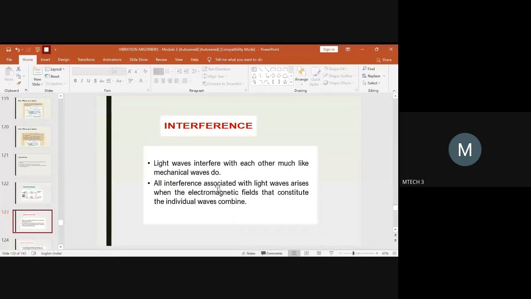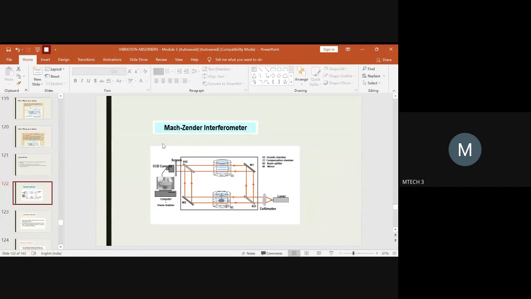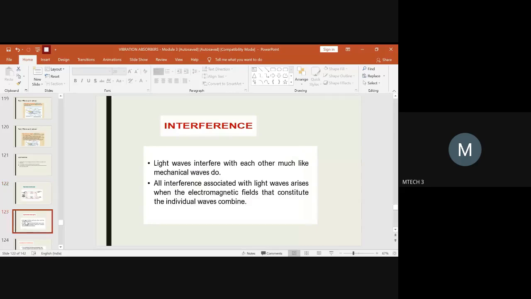Here we are using the same concept of interference in our sensor, which is called the Mach Zehnder Interferometer. It is named Mach Zehnder because he was the person who innovated this type of concept related to our optical fiber sensor. So interference always occurs when you have more than one light wave. When they are passing, if they get intersected or combined at a particular point, then this interference comes into picture.